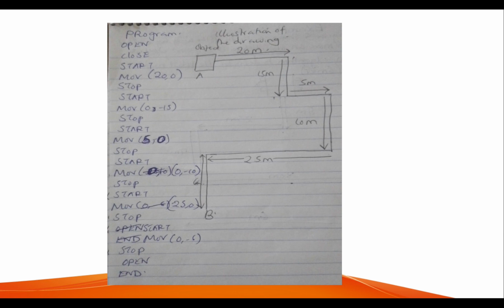So it will move downwards, then it will stop, open, and end. After that, it means that we have already reached our destination, which is at point B. And that's how you could have interpreted a program by drawing a trace path of how the robot was moving based on the distances that you have been given here.